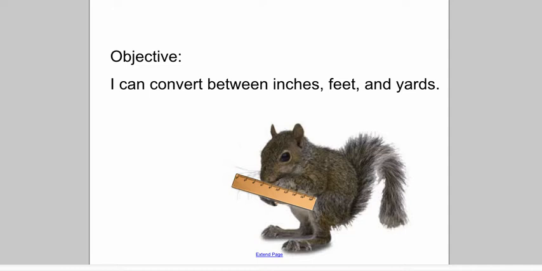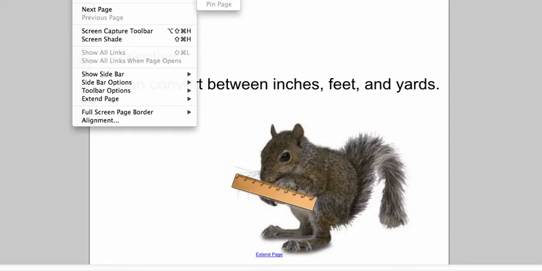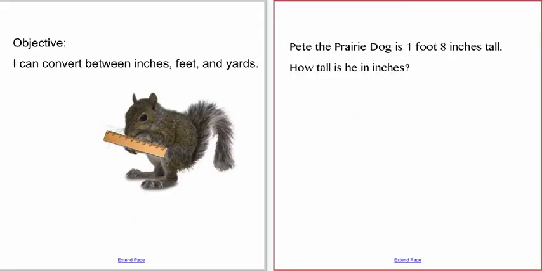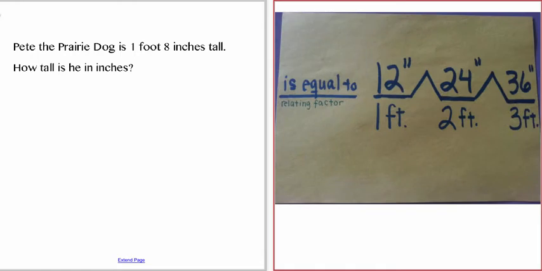It's okay. Here's your objective today. I can convert between inches, feet, and yards. I'm going to switch it over to dual page here, and we're going to go ahead and get started. I have a question for you right away. Pete the prairie dog is 1 foot, 8 inches tall. I want to know, how tall is he in inches?